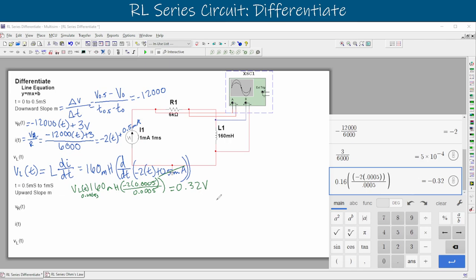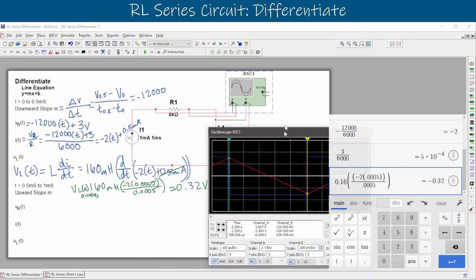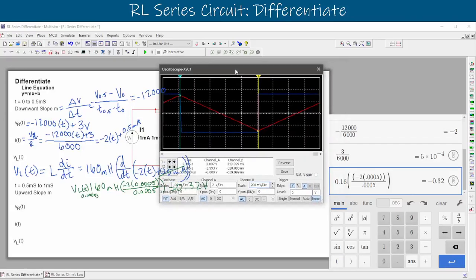Okay, so that is the voltage drop across the inductor at that bottom half there. It's actually a negative also. Keep that negative in there. And then we can do the other side, the upward slope. Right, and when we double click on our oscilloscope, we see that we can move this guy forward here to our upward slope. So we'll just move forward.